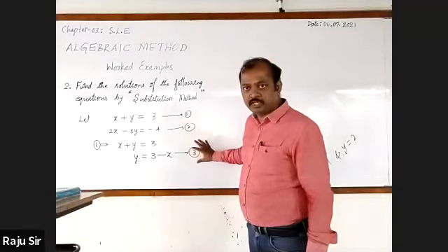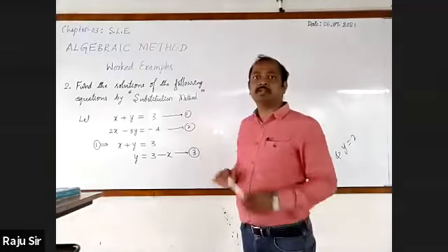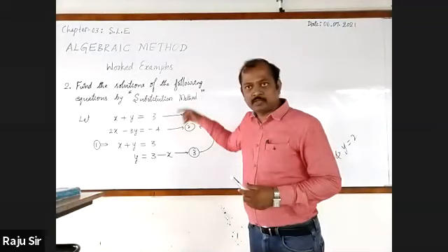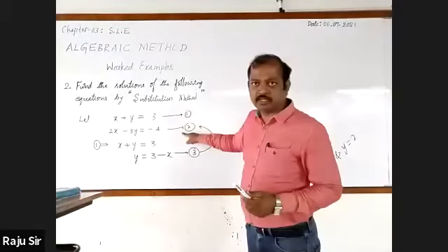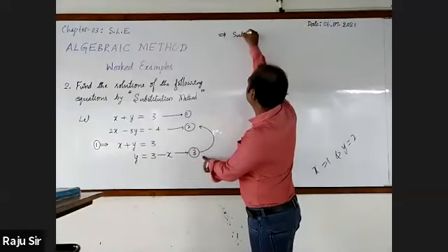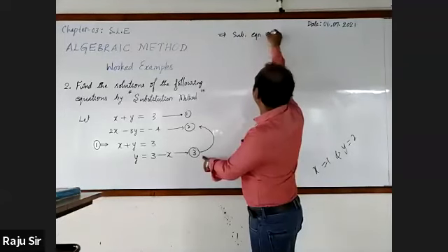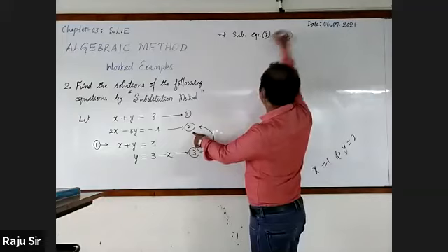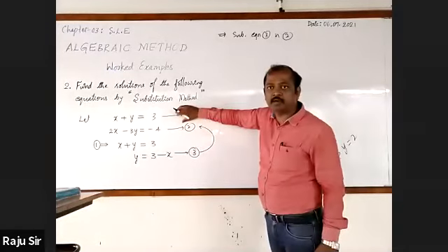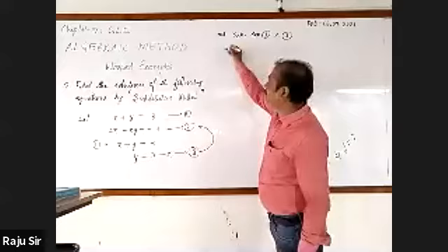So, was equation 3 obtained from the first equation or the second equation? First equation. Therefore, it should be substituted in the second equation. If you obtain it from the first equation, you have to substitute it in the second equation. If you take the second equation, you substitute into the first equation. Now, I am writing: substitute equation 3 in equation 2, because equation 3 is obtained from 1. I'll take the second equation.